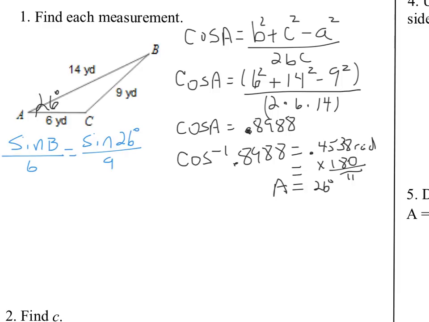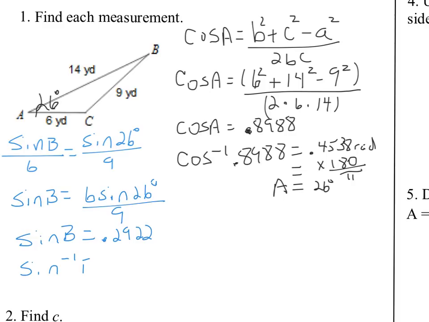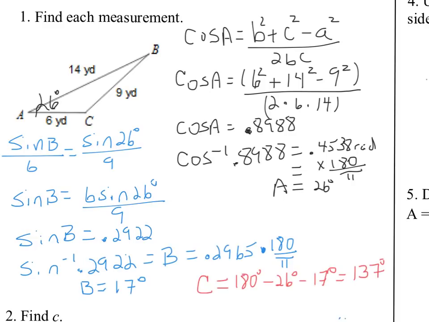All right, so for the next angle, angle B, I'm using sine B over side B, which is 6, equals sine of A, which is 26 degrees, over side A, which is 9. Now I'm just going to cross multiply and then solve for sine B. All right, so as you can see on this problem right here, I've cross multiplied this 6 times sine of 26 degrees divided by 9. And the result we get here is 0.2922. Well, that's the sine of B.